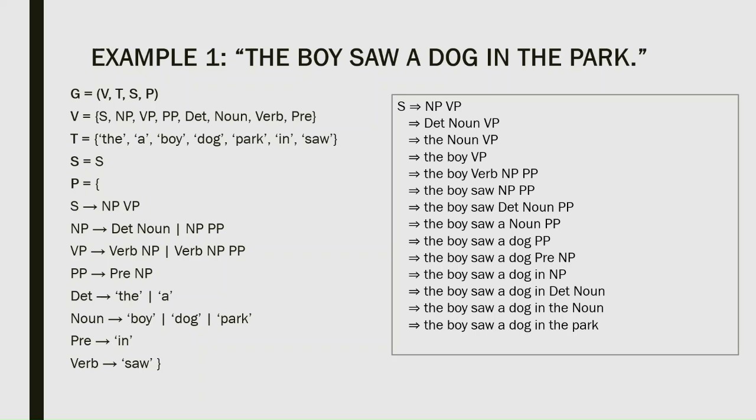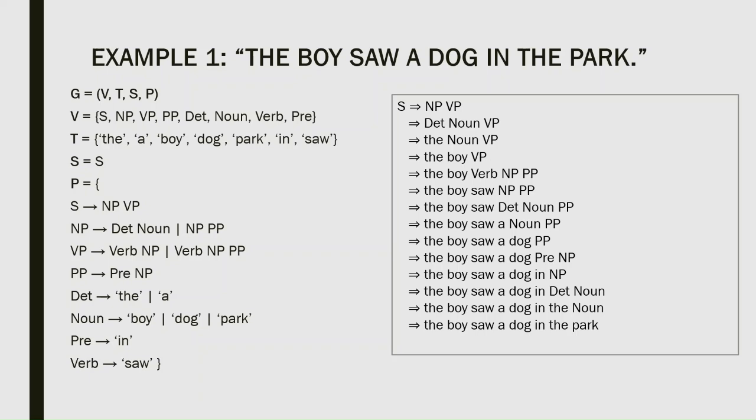V is variables. It can be either S, NP, VP, PP, determiner, noun, verb or preposition. And T is the sentence, whatever is given. Based on that, you split it into tokens: the, boy, dog, park, in, saw. Then you write the grammatical grouping. Once you write the grammatical grouping, then you can derive it. How you derive it is given there.